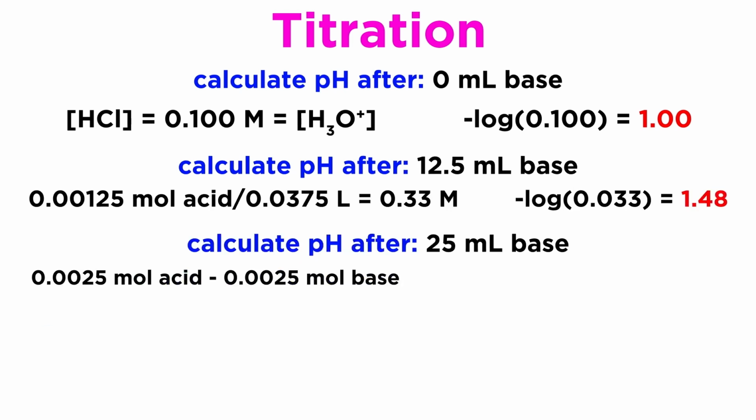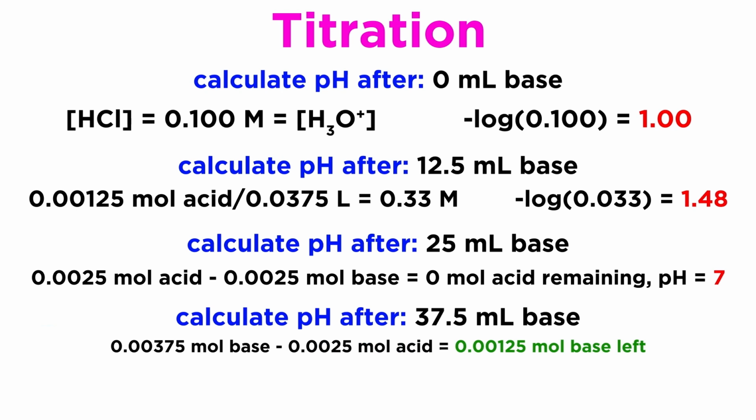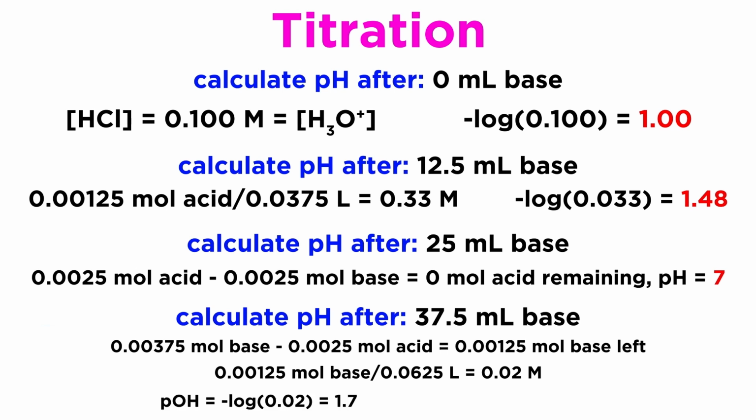After 25 milliliters, we have precisely the same amount of acid and base, so we will get a completely neutral solution of pH 7. After 37.5 milliliters of base, now we will have excess hydroxide. 25 milliliters, or 0.0025 moles, were neutralized by the acid, so we have an additional 0.00125 moles of hydroxide remaining. Dividing by the total volume of acid plus base, which is 0.0625 liters, gives us a hydroxide concentration of 0.02 molar for a pOH of 1.7, and subtracting from 14 gives us a pH of 12.3.